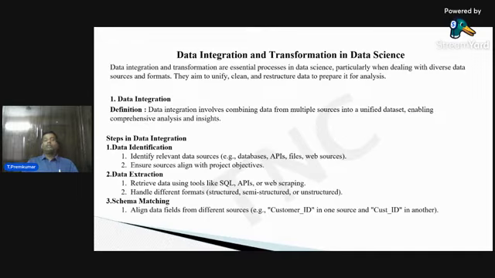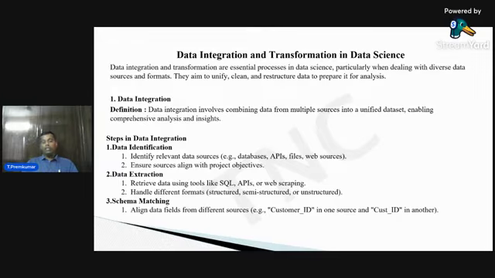Okay, so data integration, its definition: data integration involves combining data from multiple sources into a unified dataset, enabling comprehensive analysis and insights. The steps involved in data integration are, first, we need to identify the data, and we go for data extraction, and the next one is schema matching.